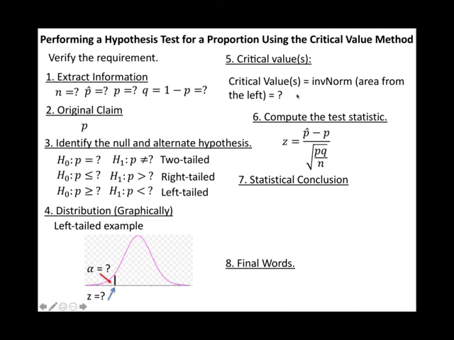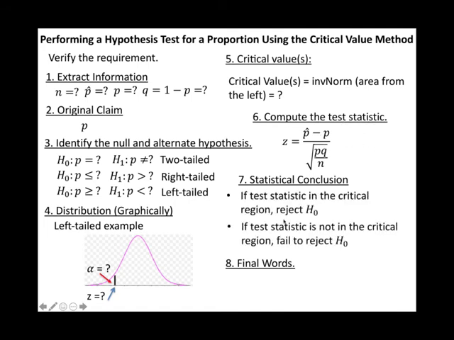Okay, after you figure out the critical value, you should know about the test statistic. Then you're going to look at the test statistic. If your test statistic is located in the critical region, we reject. If your test statistic is not in the critical region, that will be fail to reject. Final words, use the chart, intersection in point 1, 1, 2, 3, 4 conclusions.